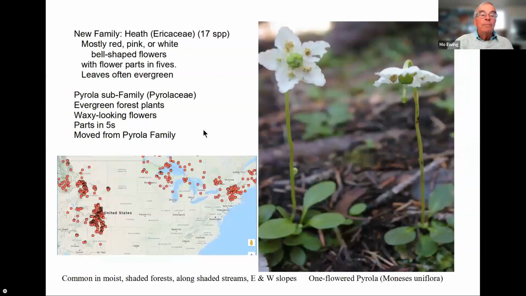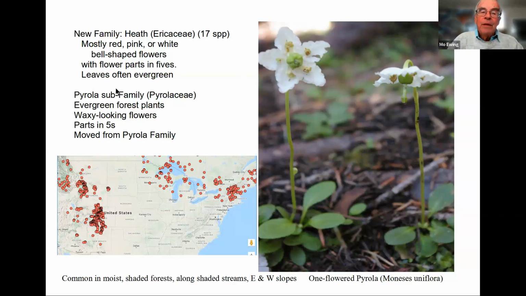And then a third one is in the heath family, which is another new family. It's called one-flowered pyrola, Moneses uniflora. It's common in moist shaded forests along shaded streams on the eastern and western slope. And the plant reproduces from underground roots, so you often find several plants grouped together.